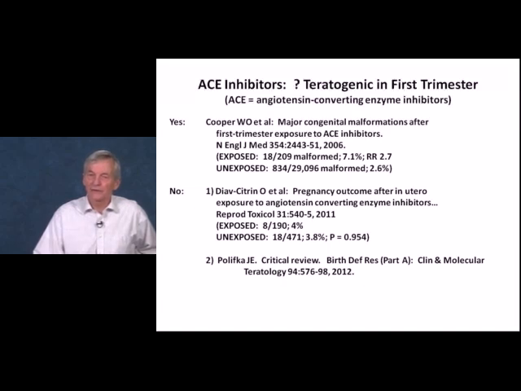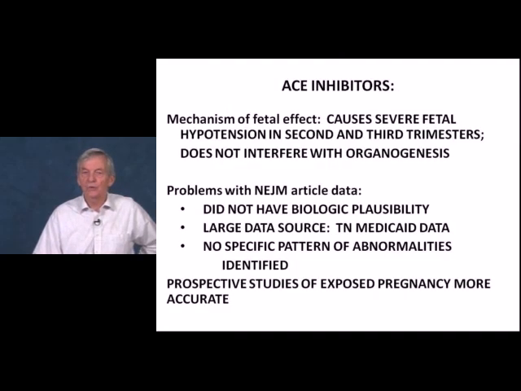And you can see two groups went at it. Janine Polifka, I mentioned her name earlier. She's one of the people who run TERIS. She and Jan Friedman wrote a critical review that was published in Birth Defects Research. She published it in 2012, came to the conclusion that this didn't make any sense biologically that Cooper had shown. And a group from Israel, shown here, published in Reproductive Toxicology, essentially showed the same thing. They had an exposed group with a frequency of malformations of 4%, an unexposed group was essentially the same. So it took some time to show that this New England Journal paper simply was not correct.